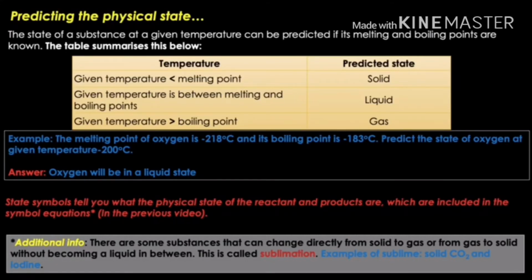As shown in the previous video, the state symbols are the abbreviations for these physical states of the substances. There are some substances that can change directly from a solid to a gas or from a gas to a solid without becoming a liquid in between. This is called sublimation. Examples of substances that sublime are solid carbon dioxide and iodine.